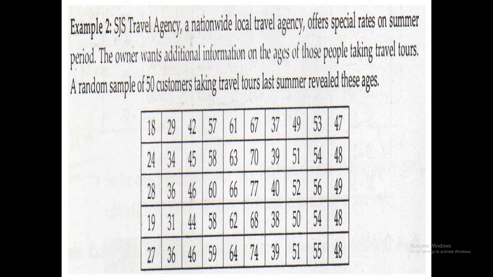SJS Travel Agency, a nationwide local travel agency, offers special rates on summer period. The owner wants additional information on the ages of people taking travel tours. A random sample of 50 customers, take note, there are 50 customers taking travel tours last summer revealed these ages. So these are the raw data. These are the ages of the 50 customers. So that is the given in our problem.